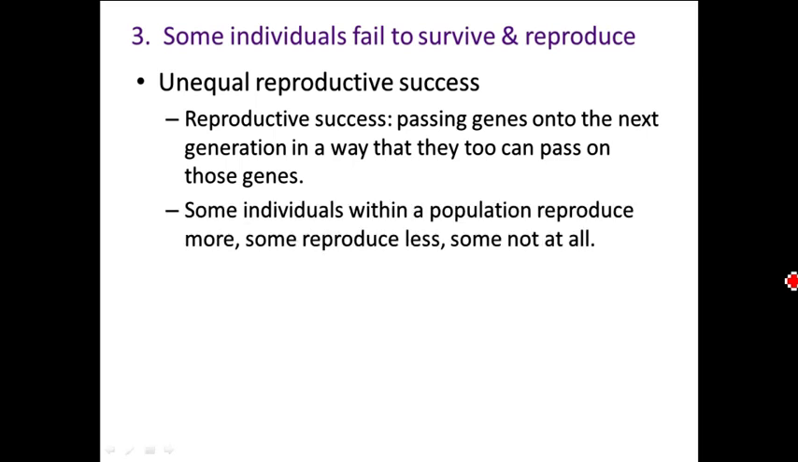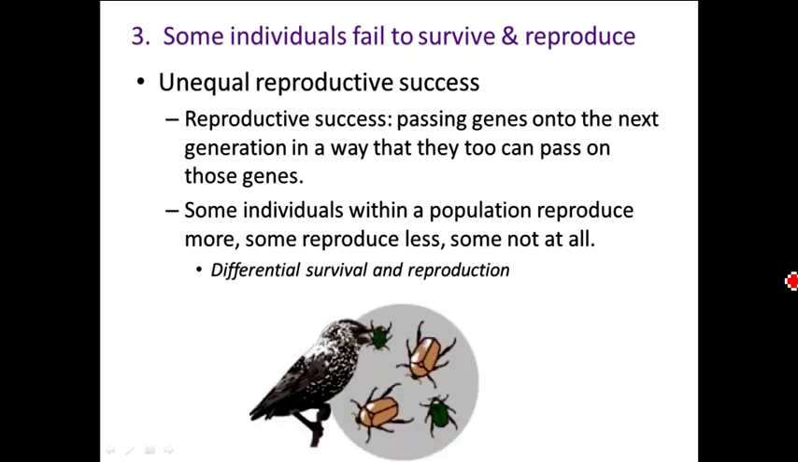So some individuals within a population reproduce more, some reproduce less, some not at all. There's variation, so it's unequal. This is often called differential survival and reproduction. A lot of times people have this idea that natural selection is survival of the fittest, when it's not really survival so much. It's really all about reproduction, because this is about passing your genes on to the next generation. It really doesn't matter how long you survive. It matters how much you reproduce, or what your reproductive success is.